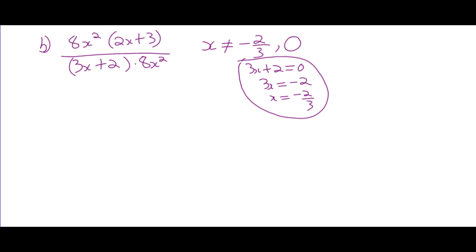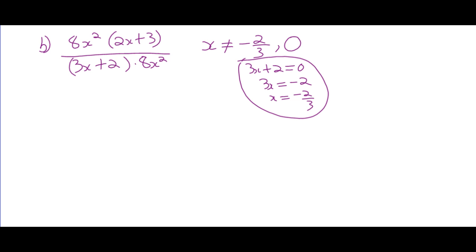So feel free to do this if you need to. What value of x is going to make 3x plus 2 equal to 0? So this is the hard way. I'll show you the easy way in a sec. So hard way, just solve it, right? 3x plus 2 equals 0. 3x equals -2. X is -2/3.